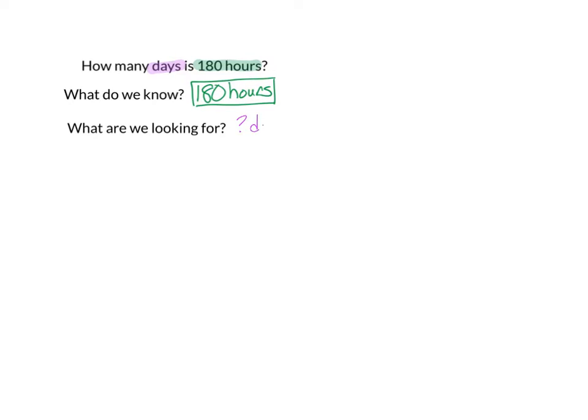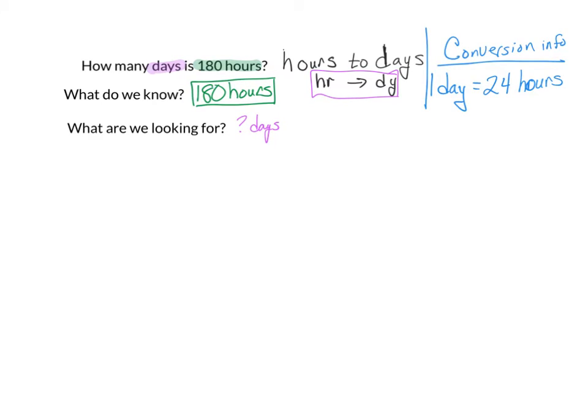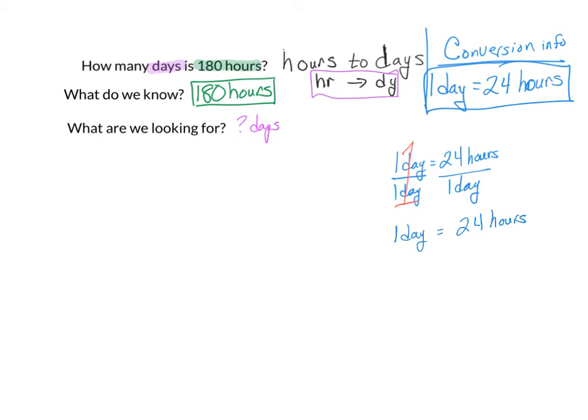What are we trying to convert then? We're trying to go from hours to days. So what relationship do we know between hours and days? Whatever that is, we call that a conversion factor. We know that one day is 24 hours. What are the two fractions that we can get from one day equals 24 hours that are both equal to 1? If we divide both sides by 1 day, we get that there are 24 hours per day. If we divide both sides by 24 hours, we get that there is 1 day for every 24 hours.